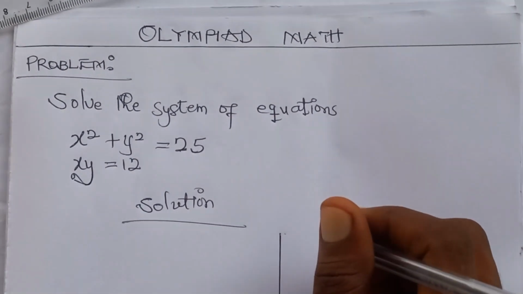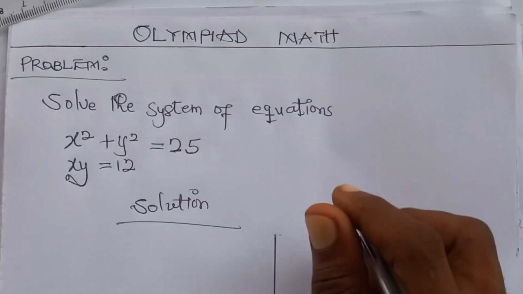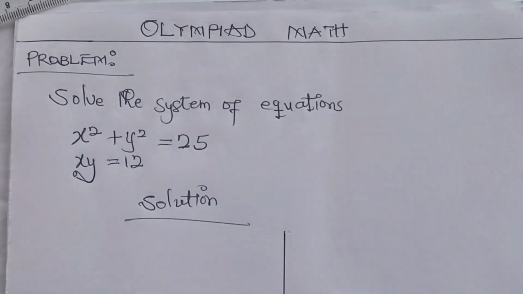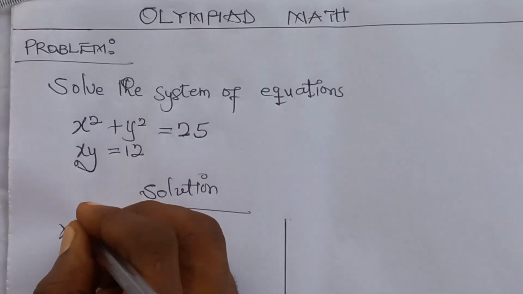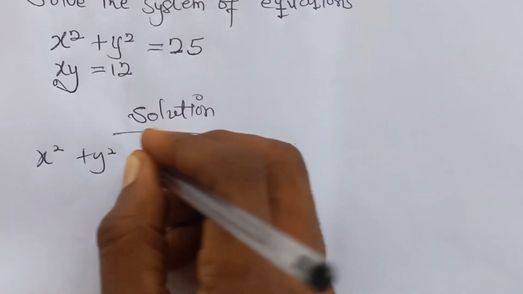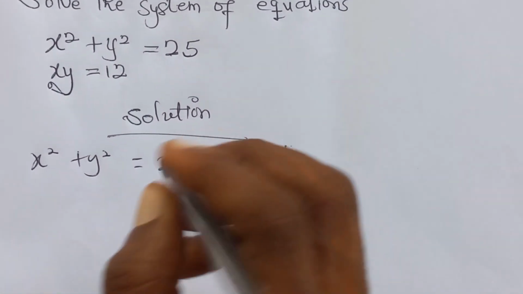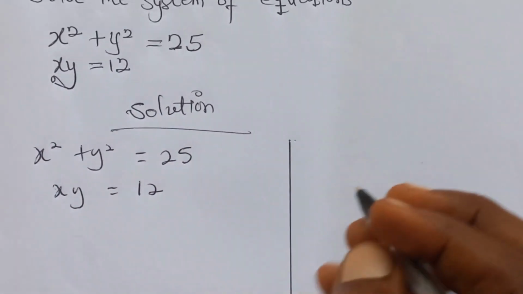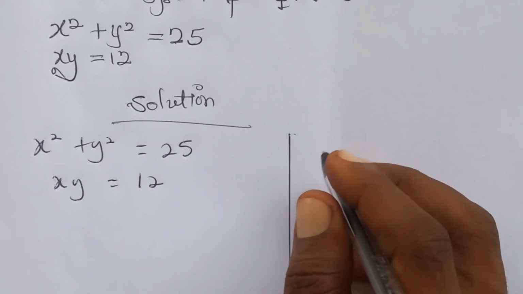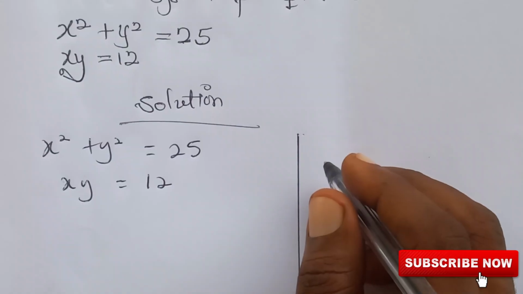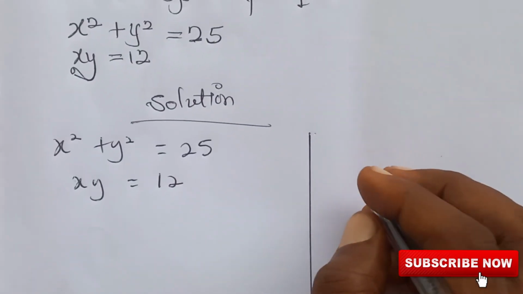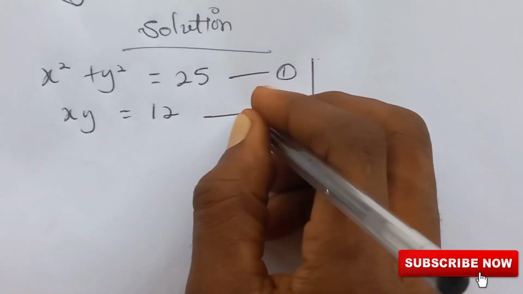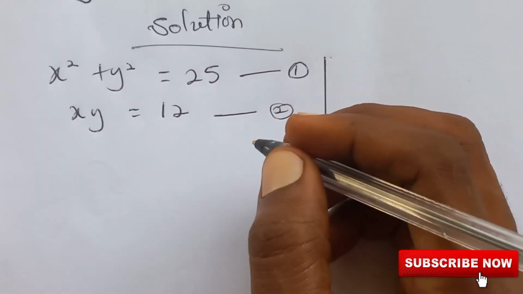So today we are looking at this Olympiad maths question. We have to solve the system of equations. We have x squared plus y squared is equal to 25, and we have xy is equal to 12. In this case, we have to label the equations so that we can record them in our solution. So we label this as our equation 1 and this as our equation 2.